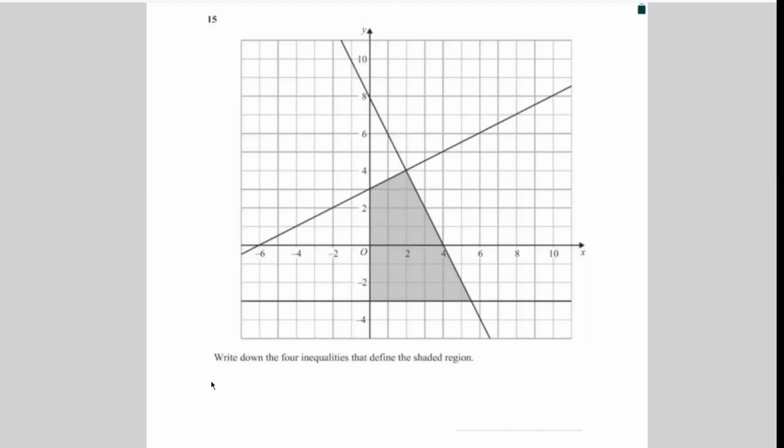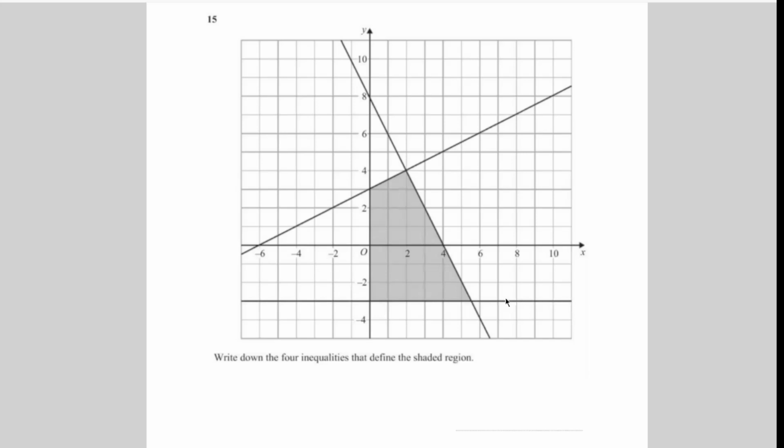Question 15. Write down the 4 inequalities that define the shaded region. So if you want to define this shaded region, we need to figure out the equation of the 4 boundary lines. So there are 4 boundary lines. First, let's form the 4 equations of these boundary lines. First line is this one, the line which is parallel to the x-axis. How do we write the equation of the line which is parallel to the x-axis?